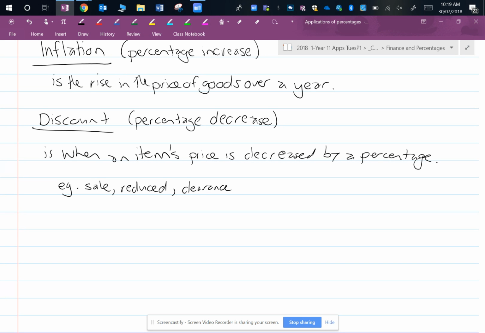All right. So the next one, actually, I'll do that one last. Profit and loss. Actually, no, we'll do commission. Commission we will do some examples of, because we haven't done any examples of commission yet. So commission. Do you think commission's a percentage increase, a percentage decrease, or a percentage of? It's a percentage of.